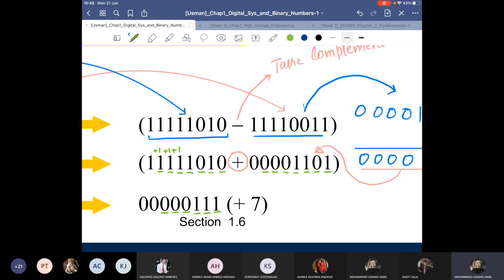Then we have a previous carry, so it is again 0. Then 1 plus 0 is 1 and we have a previous carry, so we have a 0. And this one also remains a 1 carry, but we discard it. So now your answer is 0, 0, 0, 0, 0, 1, 1, 1. Okay, so this is your answer.